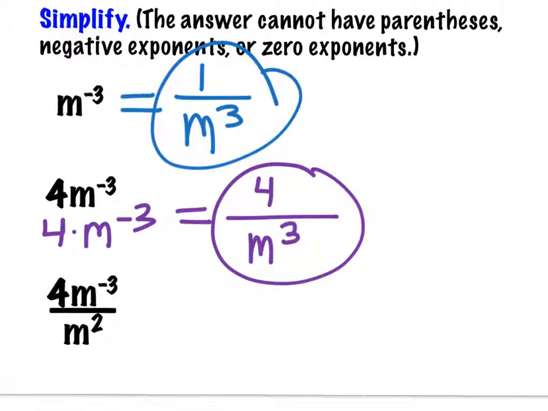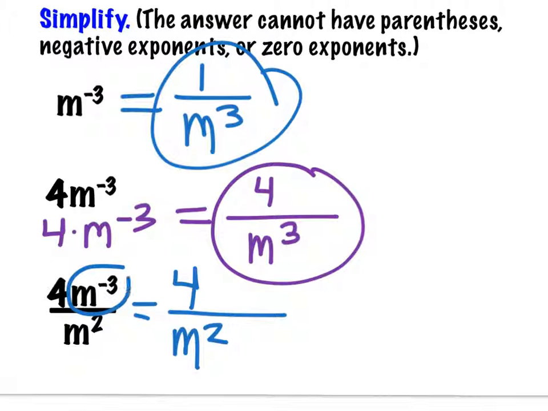And then if we look at this third one, same sort of idea, that 4 m to the negative third is the same thing as 4 times m to the negative third. We already have a fraction bar, and you can see that the 4 does not have a negative exponent on it. This m on the bottom does not have a negative exponent on it. So neither of those parts of the expression are going to have to move to the other side of the fraction bar. They can just stay put where they are. So I'll leave the 4 on top, and I'll leave m to the second power on the bottom.